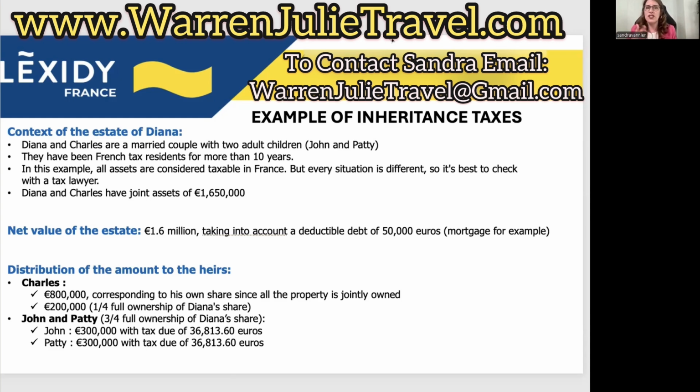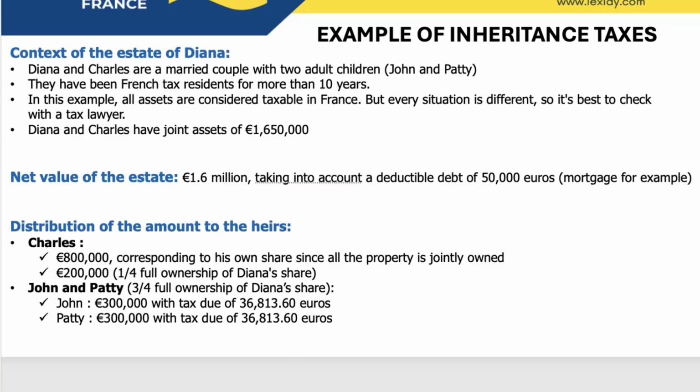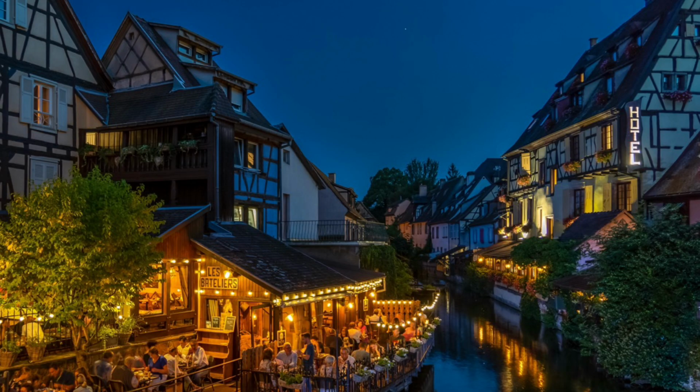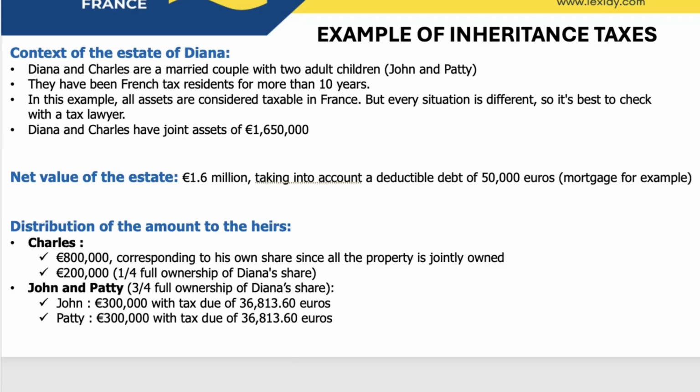So Diana and Charles have joint assets of 1.6 million euros. I calculated the net value of the estate, because in France for the estate you can deduct some debts. I think it's the same for the US. So let's say that we have a debt of 50,000 euros for the mortgage of a home, for example. So we have a net value of the estate of 1.6 million.